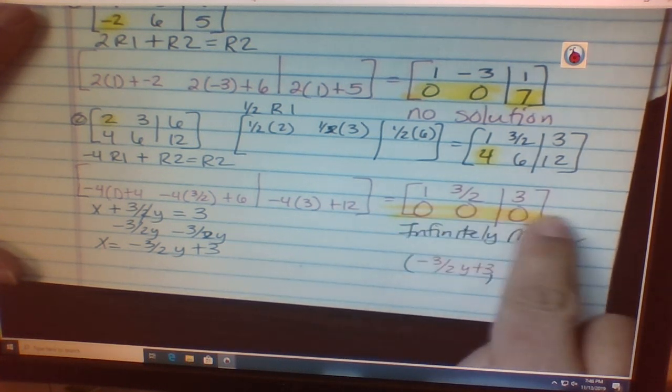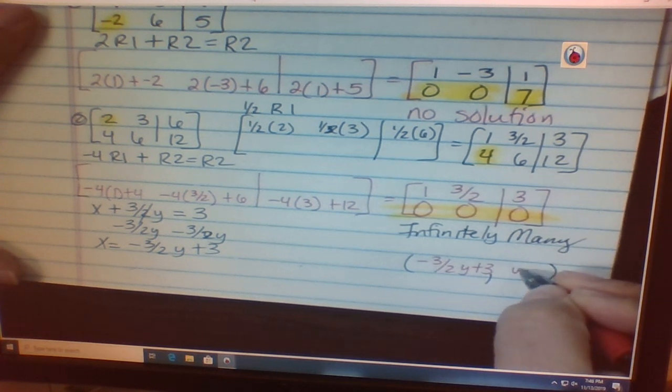Now, do you have anything left in the second row for a y? We just put a y.